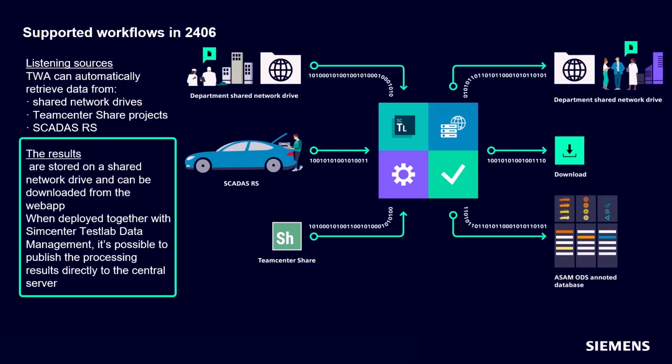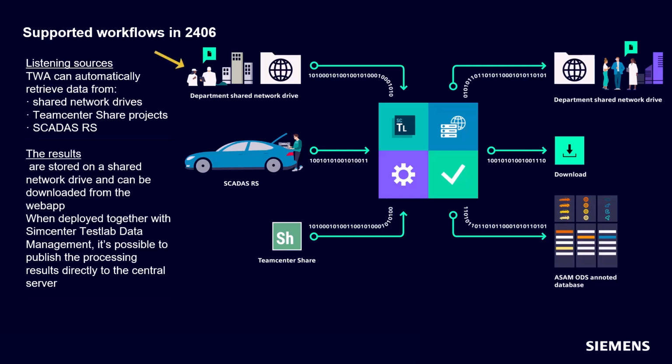The results are stored on a shared network drive. It can be downloaded from the web app, or you can access it directly on the shared network drive. Or you can use this Test Lab Data Management server, like I said, if you want that to publish the results. So here's an example of a shared network drive going into TWA. Here's a Scatus RS going into TWA. Here's Teamcenter Share going into TWA. And the data's results is available for download, or it can go to a shared network drive, or you can put it on a data management server.